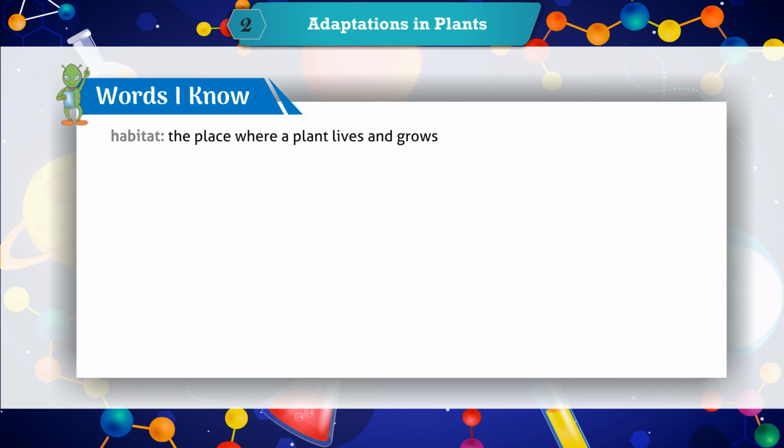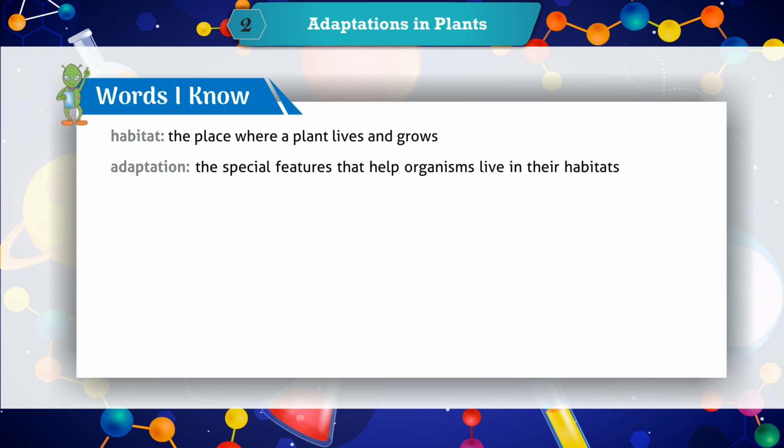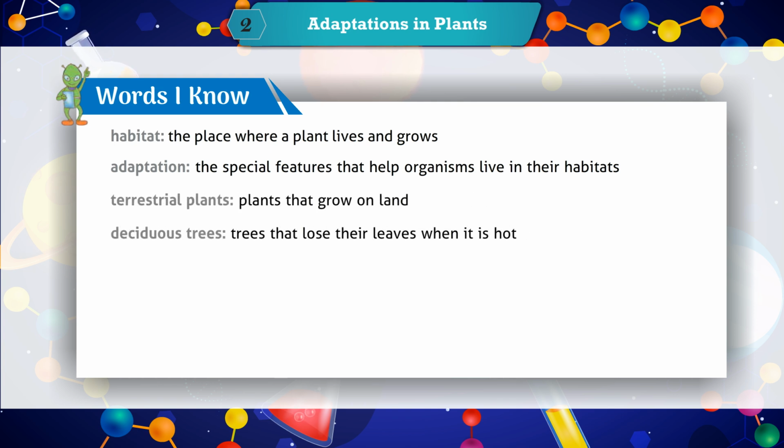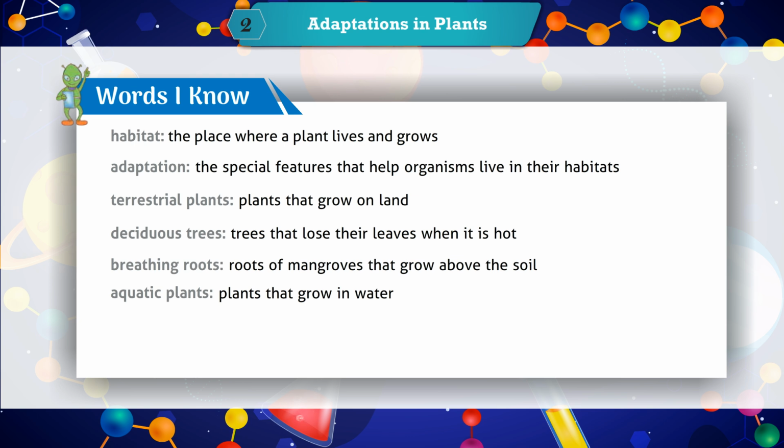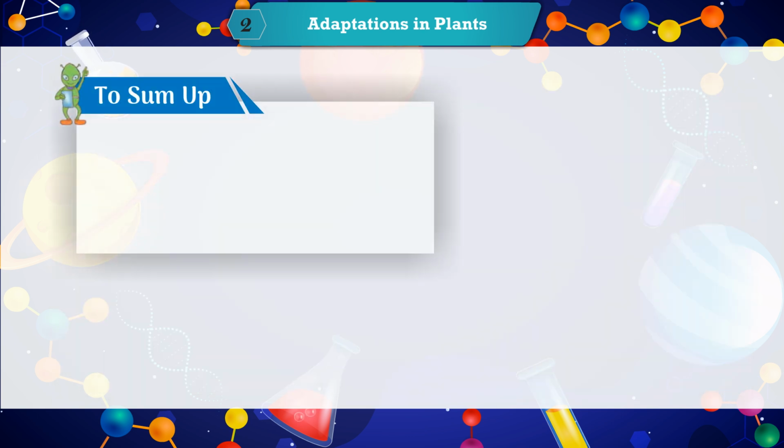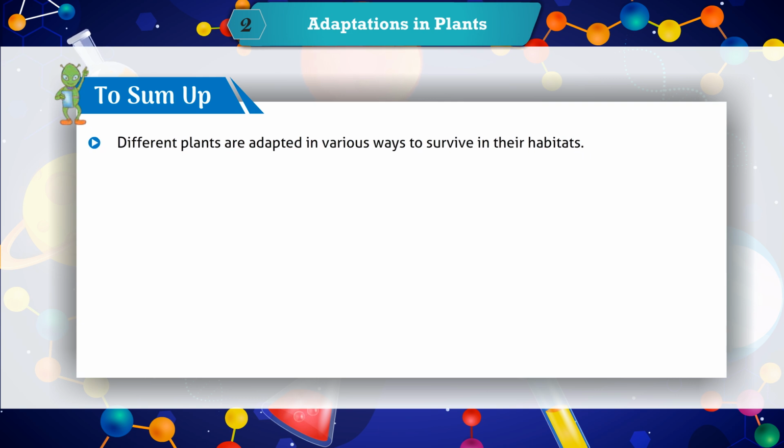Words I know. Habitat. The place where a plant lives and grows. Adaptation. The special features that help organisms live in their habitats. Terrestrial plants. Plants that grow on land. Deciduous trees. Trees that lose their leaves when it is hot. Breathing roots. Roots of mangroves that grow above the soil. Aquatic plants. Plants that grow in water. Insectivorous plants. The plants that catch and eat insects. To sum up, different plants are adapted in various ways to survive in their habitats.